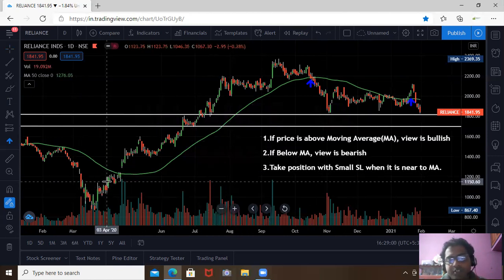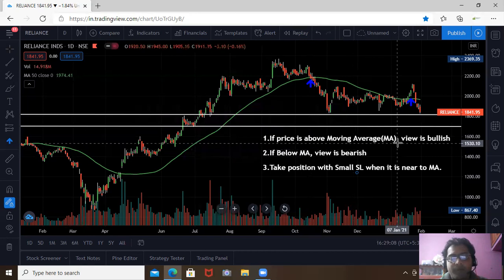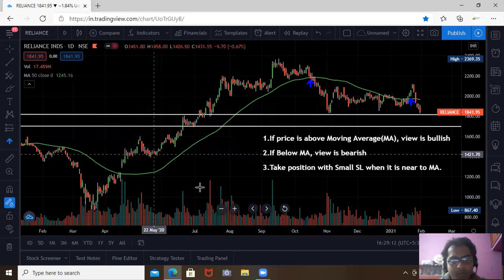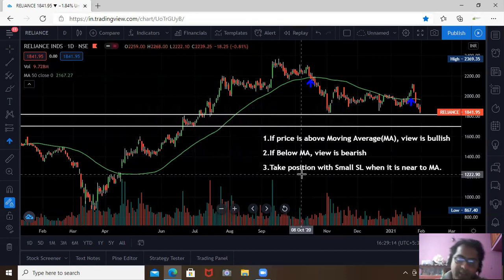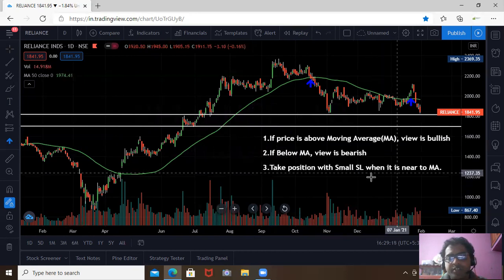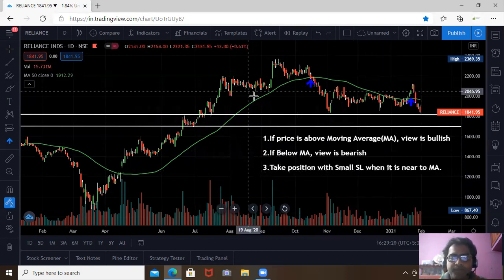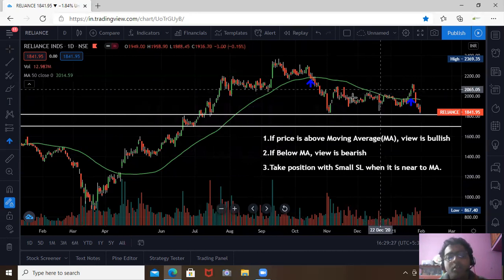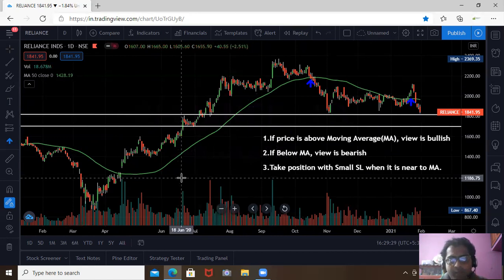Moving average alone can be used as an indicator, and it can give you a good profitable trade. The logic is that whenever the price is above MA, the view is bullish; when below, the view is bearish, or we will exit our position, and we can take a position using a very small SL when it is very near to MA. This is the way you can play the moving average.